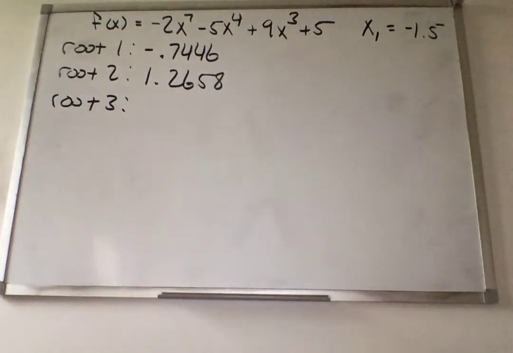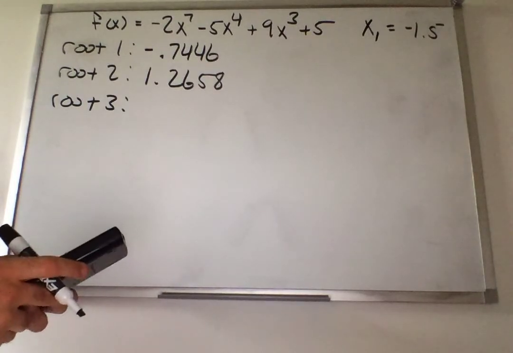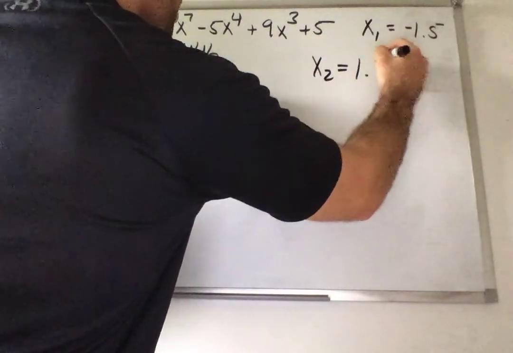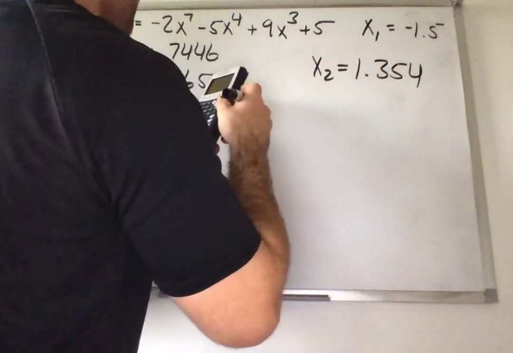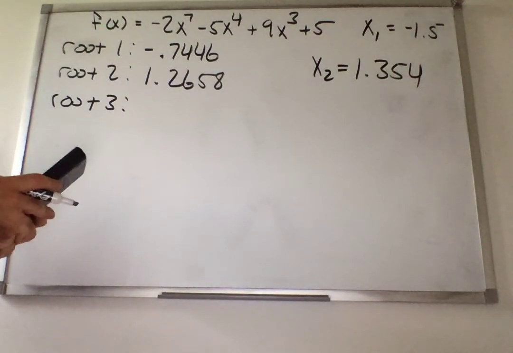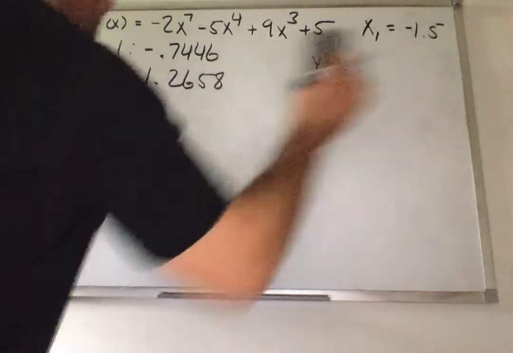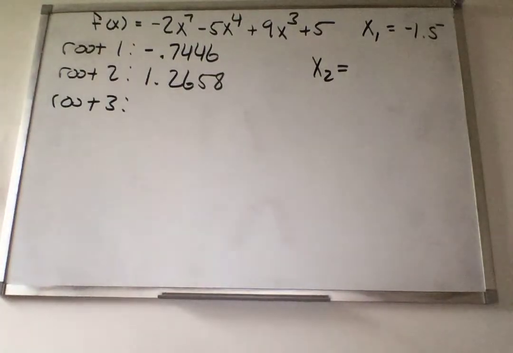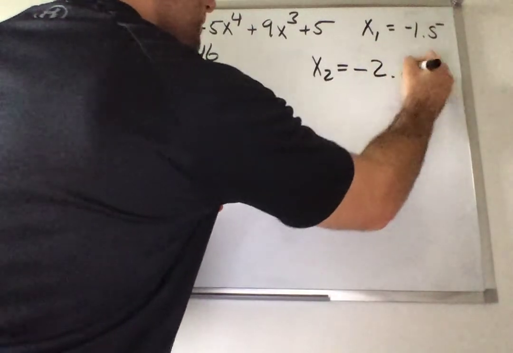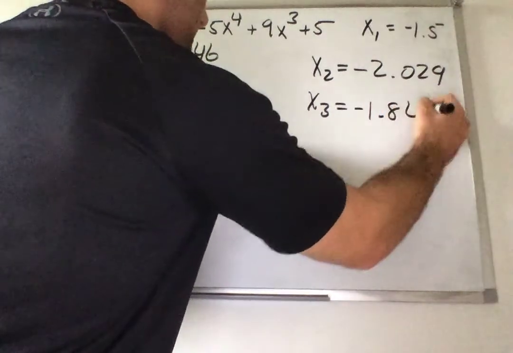So just using my calculator again, I store 1.5 into my x value. I tell it do Newton's method. x2 is equal to 1.354. Oh, I accidentally did 1.5. Negative 1.5 needs to be stored into x. So this value is wrong. Here we go. Negative 2.029. x3 is negative 1.845.